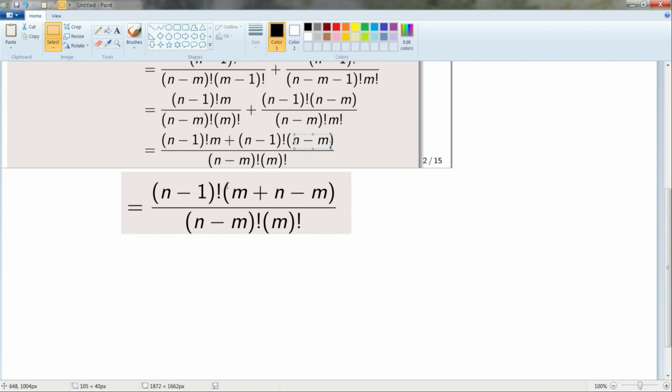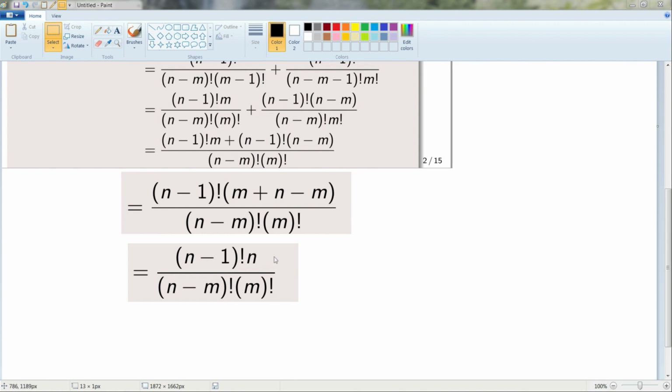Now from here, this term here that I just highlighted can be directly simplified to n, so I can write that this is equal to this expression here, where all I did between these two steps here is simplify this to be simply n.